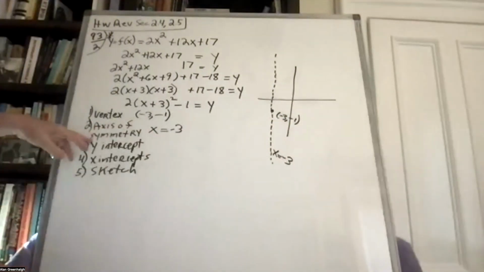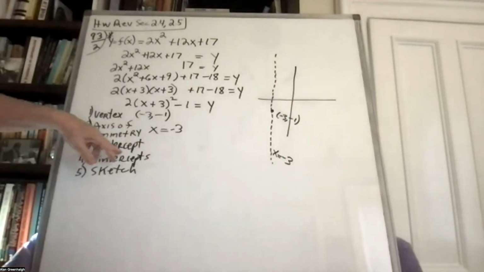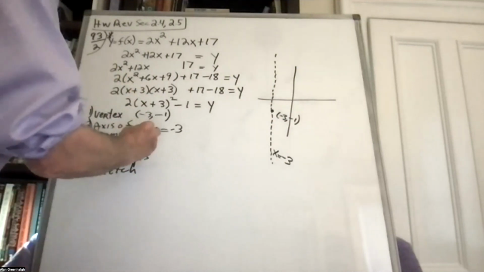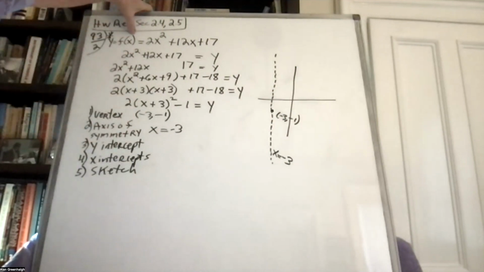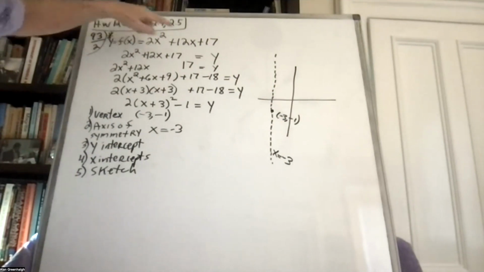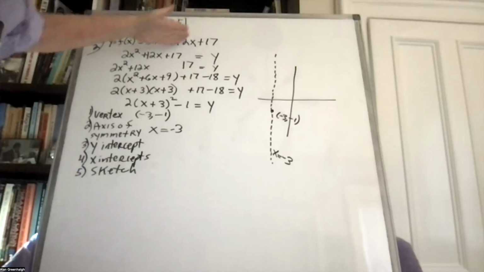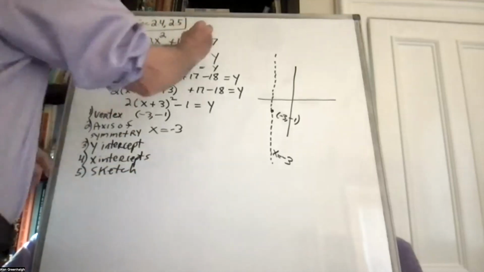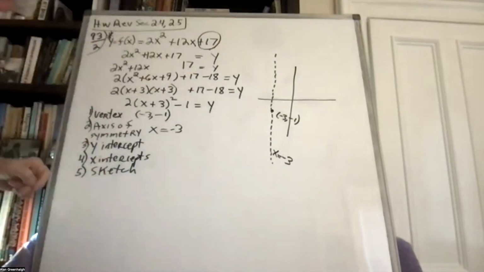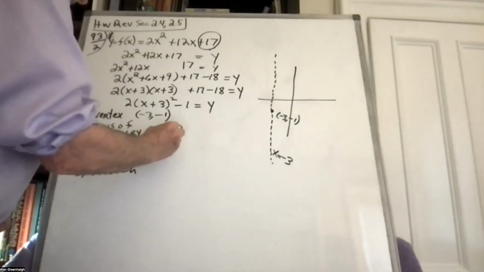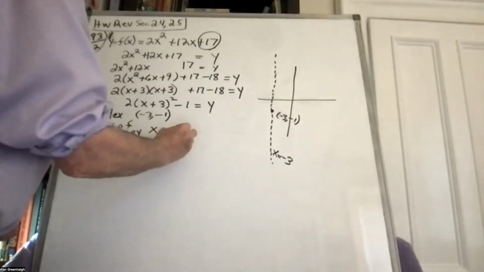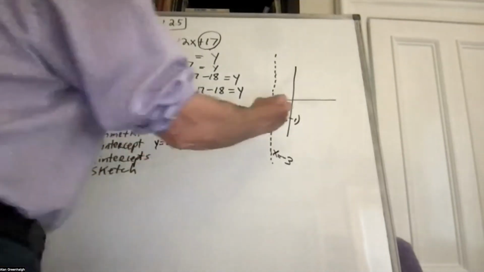That's what we found so far. The y-intercept. The y-intercept is the value of y when x is equal to 0. We go back to the original function. We let x equal 0. This term drops out. This term drops out. It turns out that this 17 is the y-intercept. So the y-intercept is y equals 17 when x is 0.